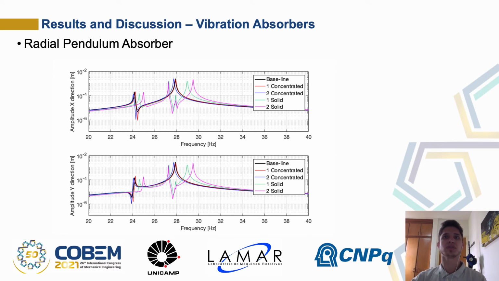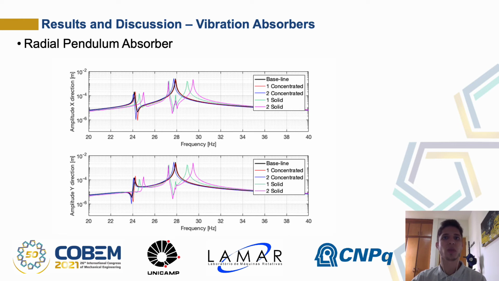This is the result for a radial pendulum absorber. For all three absorbers, it is possible to see that the concentrated point with equivalent mass and inertia barely affects the rotating system, showing that the change of the dynamic behavior is really caused by the absorber effect.